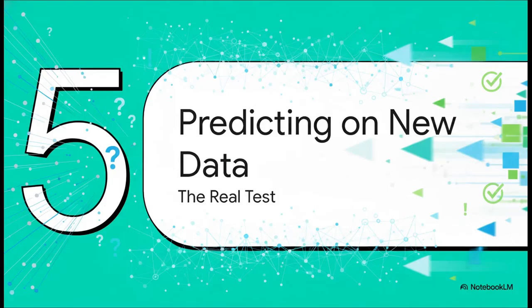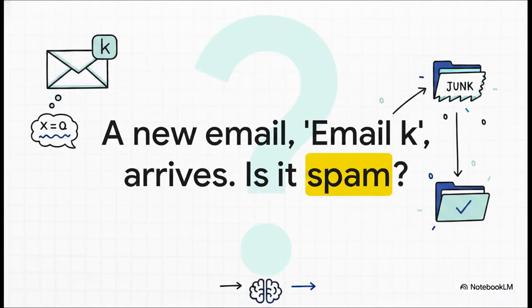But here's the thing. Doing well on data you've already seen, that's like acing an open book test. The real test, the true measure of a model, is how it does on brand new data it has never seen before. This is the whole point, right? This is what makes it useful. So let's do it. Let's imagine a brand new email just landed in the inbox. We'll call it email K. We have no idea if it's spam or not. It's up to our newly trained model to make the call.